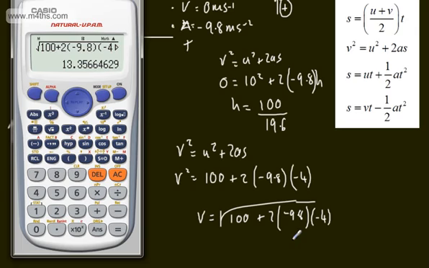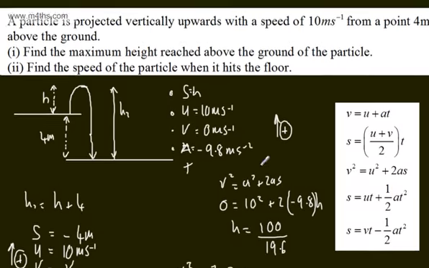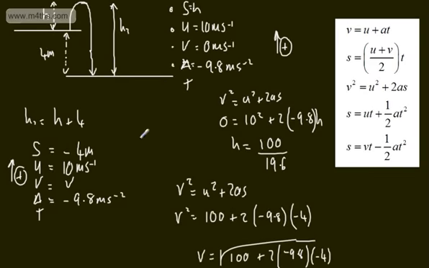So we can say now that the absolute value is going to be 13, and we'll round this to 3 significant figures, 13.4 meters per second. So again, if you're given a level of accuracy, just aim to do it. So the speed of the particle when it hits the floor, because we're going to be 4 meters below. Okay, let's look at another one.